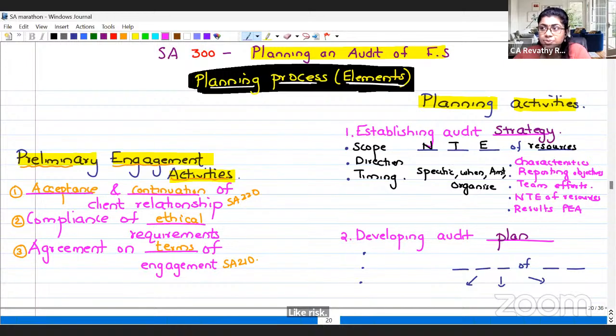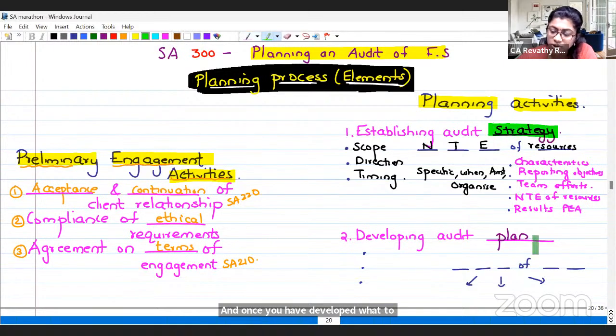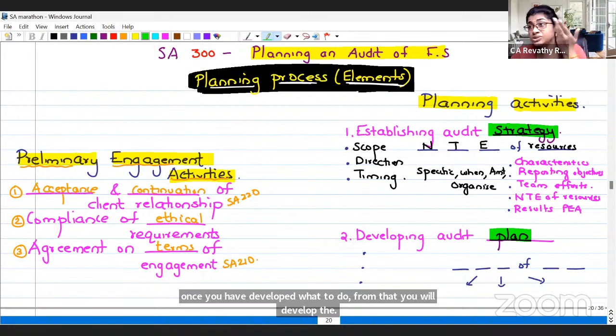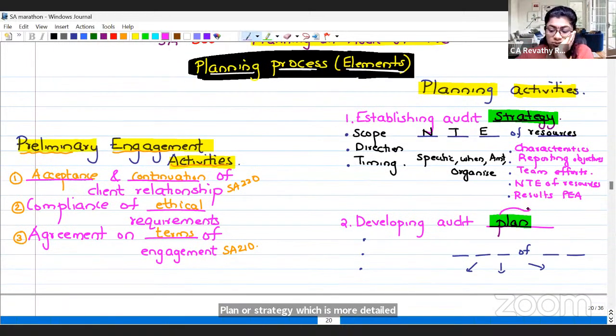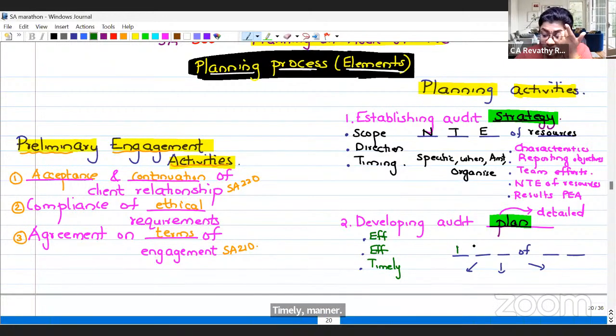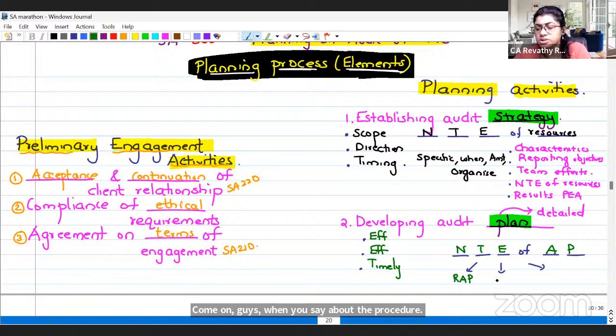Now, we have developed the strategy, what to do. From that, you will develop the plan. Plan or strategy, which is more detailed? The plan is said to be more detailed. Now, why do you plan, to conduct the audit in an effective, efficient, timely manner. In planning, you decide on the nature, timing, and extent of audit procedures: risk assessment procedure, further audit procedure, and other planned procedures.